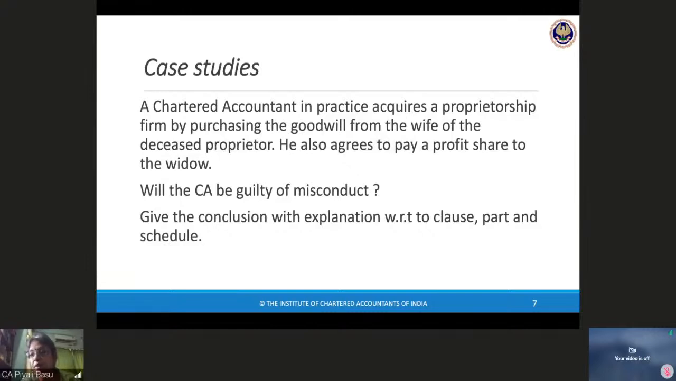It's a proprietorship firm, and the proprietor expired. His wife sold the goodwill, and the chartered accountant who acquired it not only paid the deceased's wife the value of the goodwill, but also agrees to pay a profit share of the proprietorship firm. Is he guilty of misconduct? Please write this.